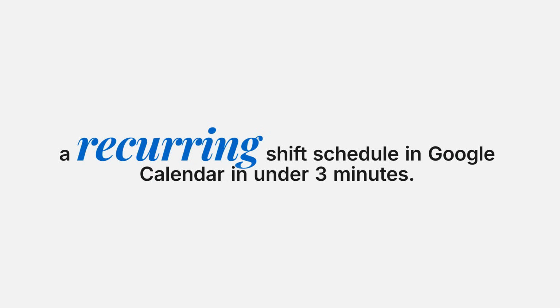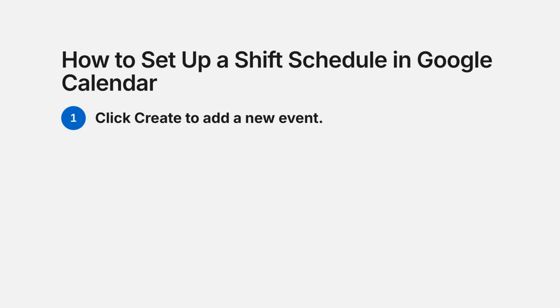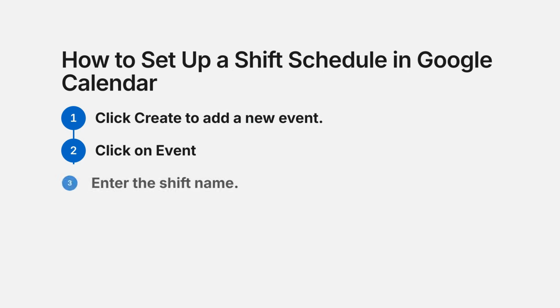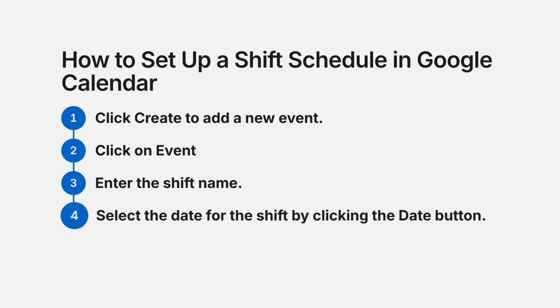Are you tired of manually managing shift schedules every week? Learn how to set up a recurring shift schedule in Google Calendar in under 3 minutes. First, we'll create a new event and name it. Then we'll set the date, start and end times, and make it repeat weekly. Finally, add notes and save.